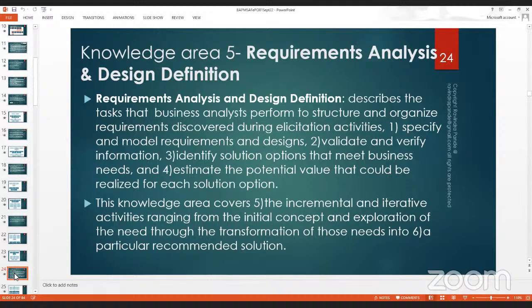Then validate and verify information. So what do we mean by validate and verify information? Here we build a list of requirements which, after analysis, we include in a final list of requirements, which gets validated and verified by the client, and even sanctioned by the client. Sanctioned in the sense of approved by the client.